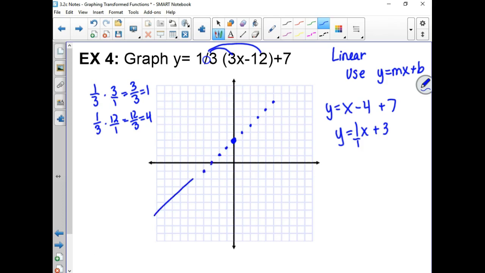And then just draw that line in. So I'm telling you right now that there is a linear one on the quiz.